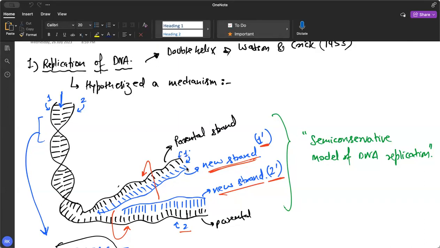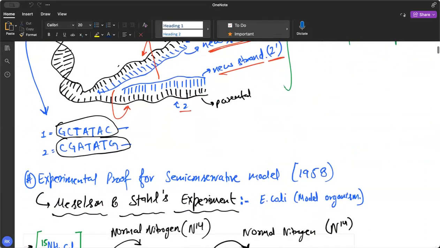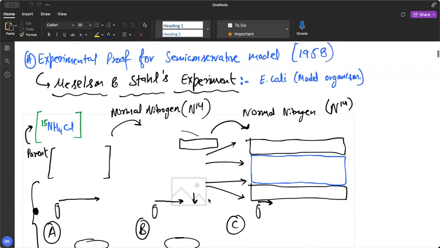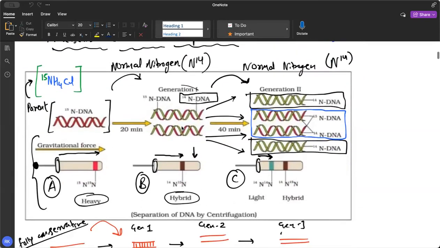And we know that replication is semi-conservative. For that, the proof came from Meselson and Stahl's experiment, where they used heavy nitrogen, not radioactive. Remember that there can be questions to confuse you where radioactivity will be mentioned to prove the semi-conservative nature of DNA replication, but it was not radioactive DNA.